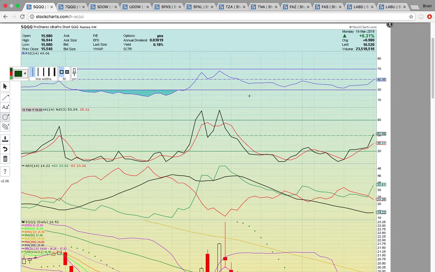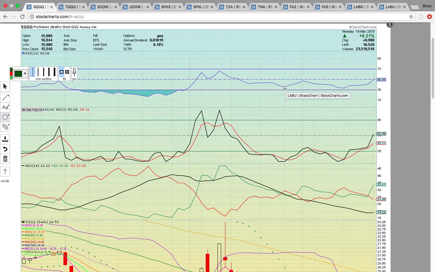ETFs. Okay, so we're going to look at the bull and the bear ETF for the S&P 500, for the NASDAQ, for the Triple Q, for the Dow Jones Industrial Average, for the Russell 2000, and then we're going to look at the financials and then the biotechs. Okay, so first up is NASDAQ.